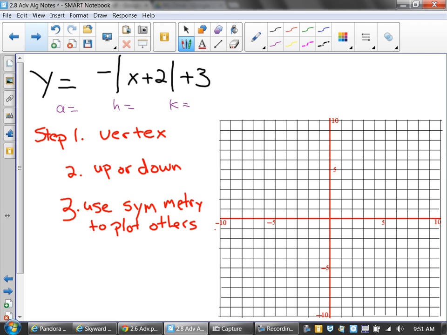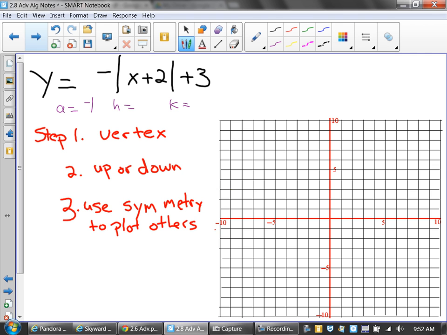What I want to do is identify those values from the equation prior to doing anything else, because it takes a second, and it forces me to be able to plot it with ease. What's your value of A? Good. Your value of A is -1.